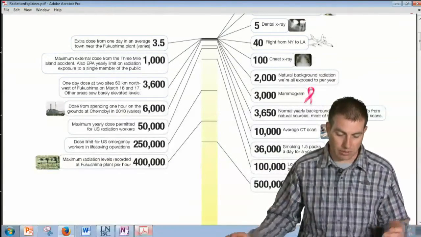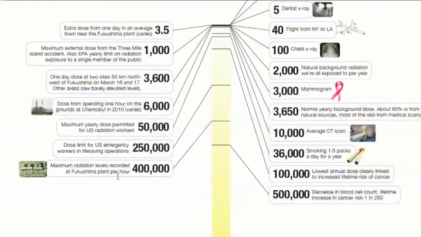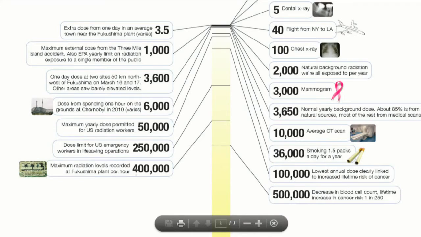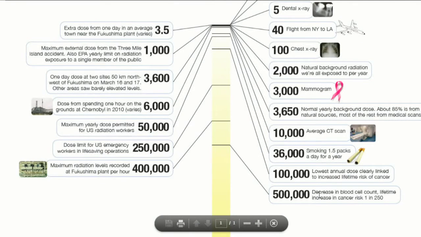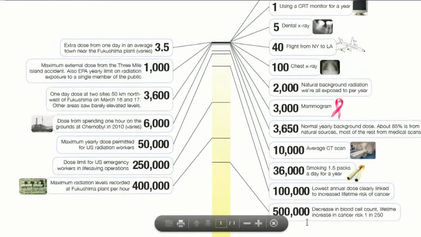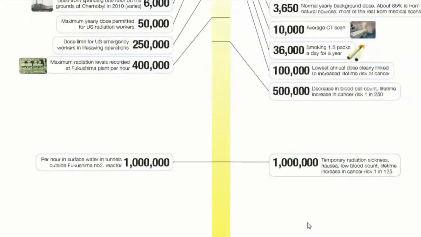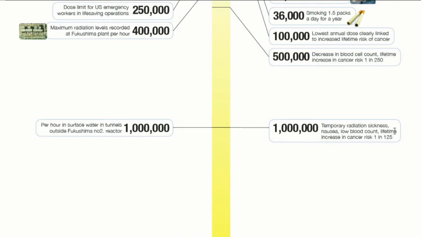You'd lose in life. So, maximum radiation levels recorded at Fukushima. This is per hour. So 400,000 in an hour at the Fukushima plant. That's incredible. That increases your risk of getting cancer. So those are all kind of sort of daily ones that you could relate to. If you get 1 million microsieverts, it basically starts killing your blood and you get really sick.